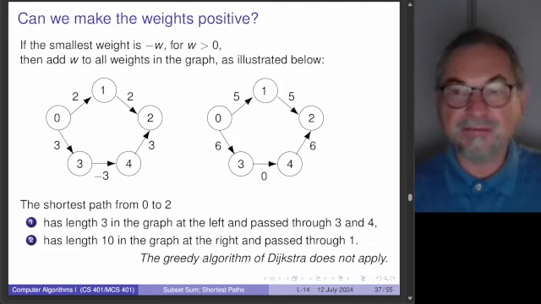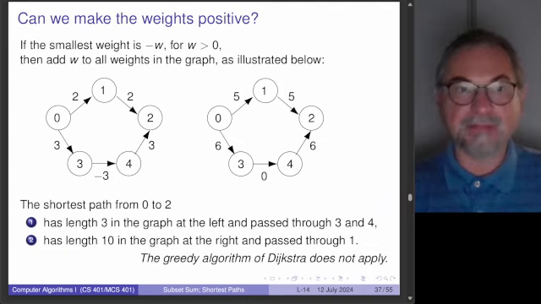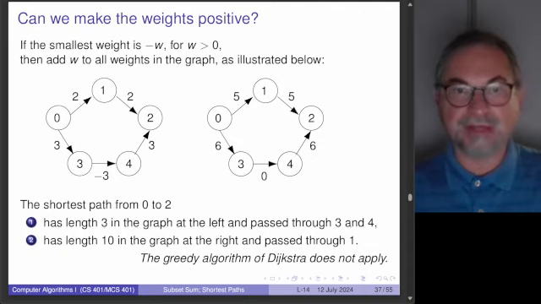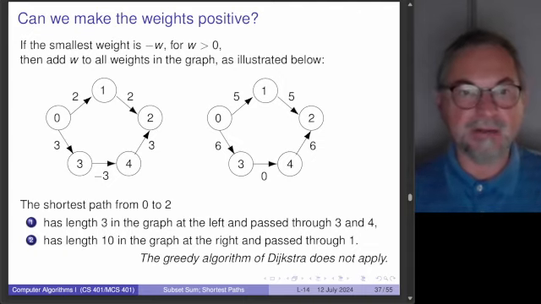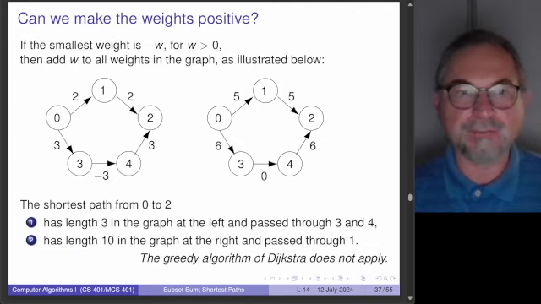Okay, so fine, negative weights are indeed a problem. Can we not make all the weights positive? So if we are given a graph with negative weights, we compute the smallest weight W, and then we add that W to all the edges in the graph. So here, in the example we had, W is 3, so we add 3 to all the edges.